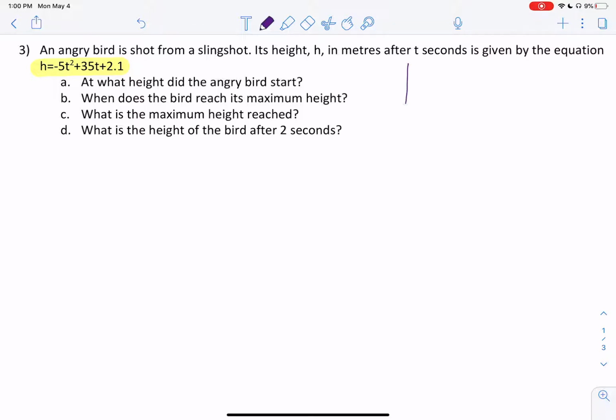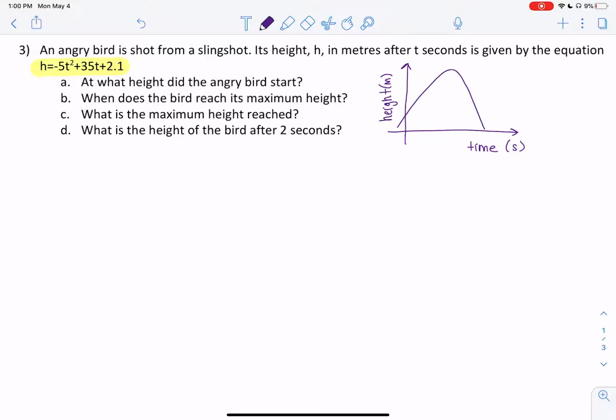So let's draw ourselves a little picture here. So we have time in seconds down here, and we have height up here in meters. And again, remember this is just a sketch, so it's not going to be perfect, but it helps us to visualize things a little bit better. So our angry bird is shot from a slingshot, and it goes like that.